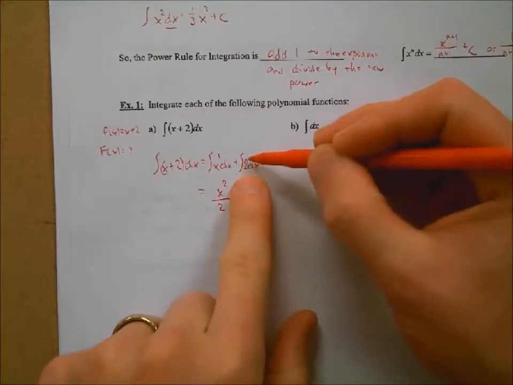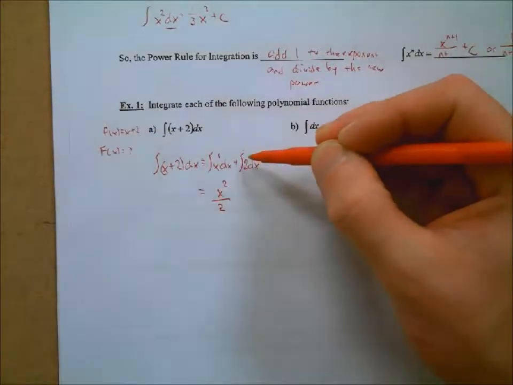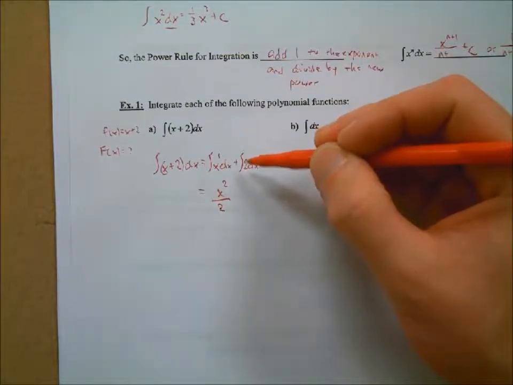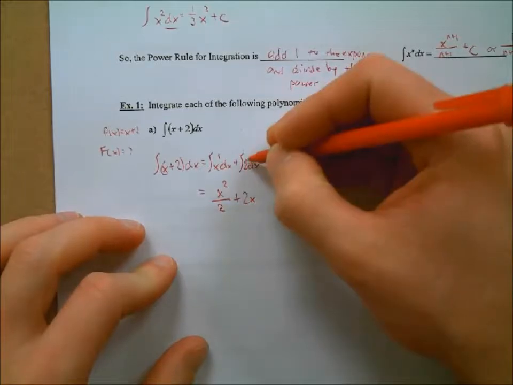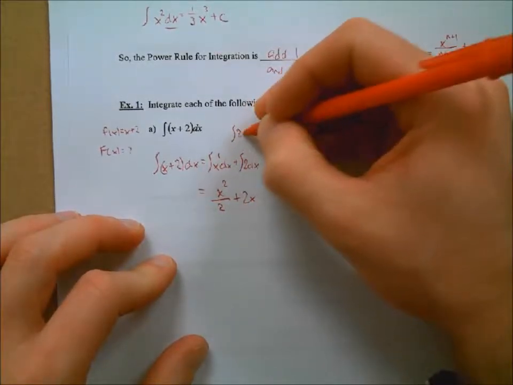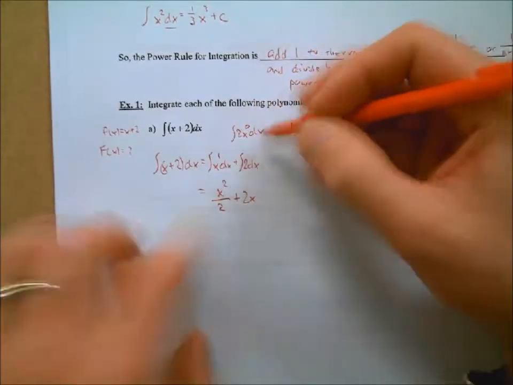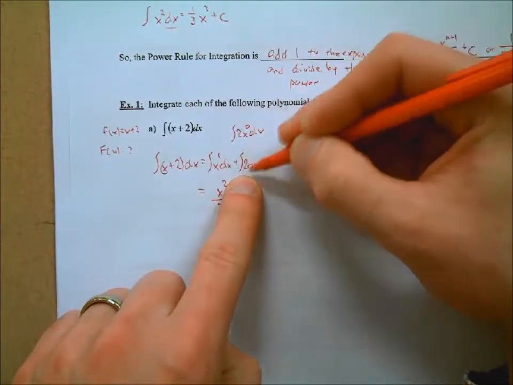What's the integral of 2? Or in other words, the derivative of what is going to give us just 2? 2x, right? So plus 2x. Okay. You can also think of this as the integral of 2x to the 0, right? Isn't that the same thing? 2 times x to the 0 is the same thing as 2 by itself.